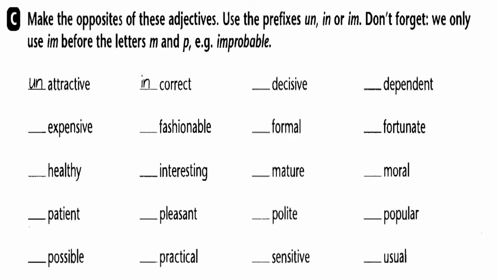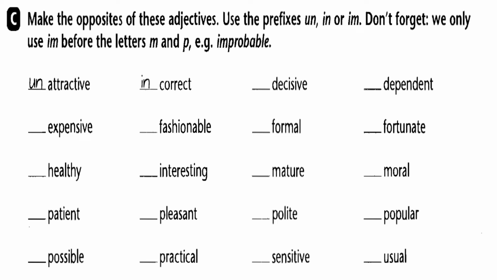Make the opposites of these adjectives. Use the prefixes. The prefixes means the addition that we put at the beginning of the word to make a new word. Un, in, or im. Don't forget, we only use im before the letters m and p. Let's begin.